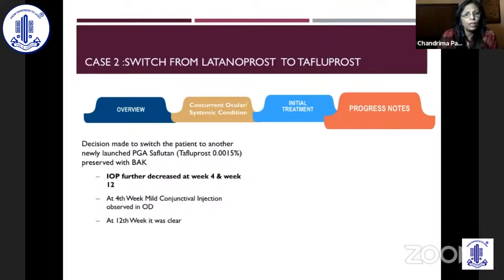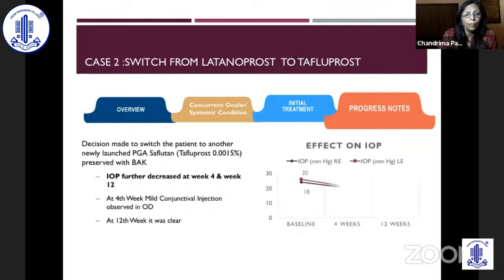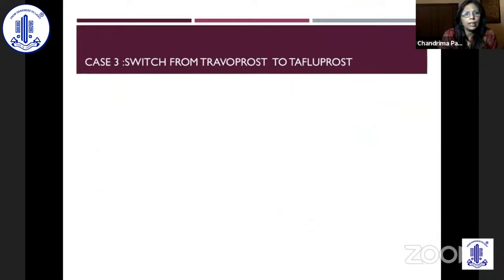So the decision was made to switch, and by then we had the Saflotin, and IOP was further decreased at week 4 and week 12. At week 4, there was mild conjunctival injection observed in the right eye. At week 12, it was clear, and the IOP was 16 at 12 weeks in both the eyes. This is case 3, switch from travoprost to tafluprost.